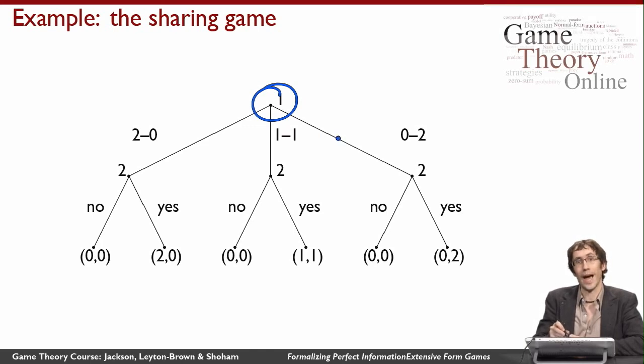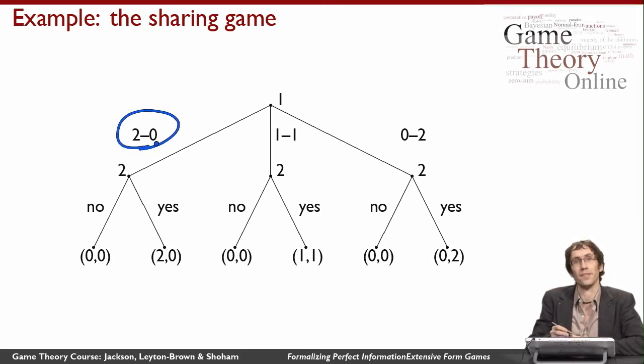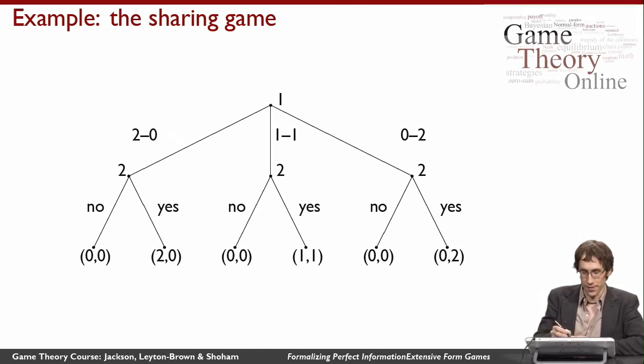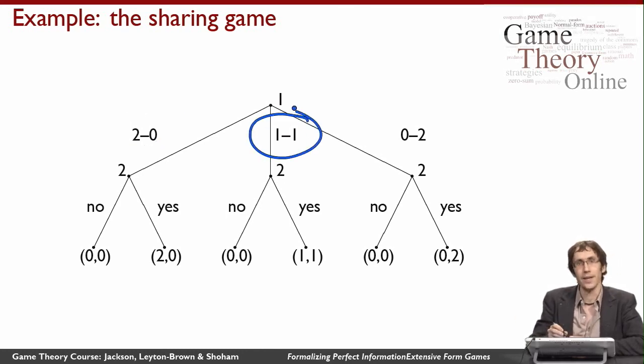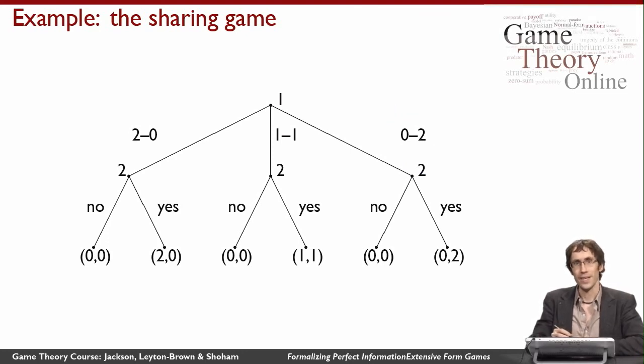And so he has 3 actions that he can take in the first choice node. His first action is labeled 2-0. What that means is that he keeps $2 and he gives nothing to his sister. The second action is labeled 1-1, and that means that he offers to split the money 50-50 with his sister. And the last action is labeled 0-2, and that means that he proposes to give all of the money to his sister.